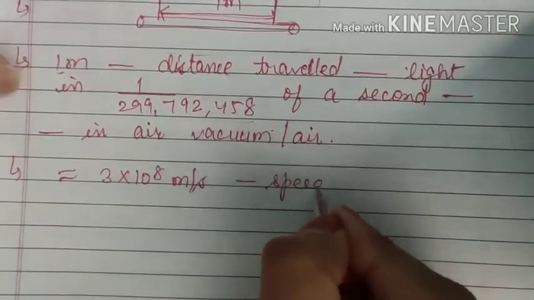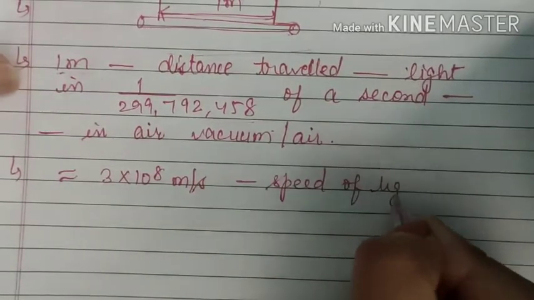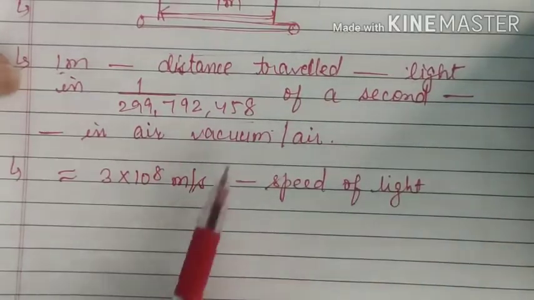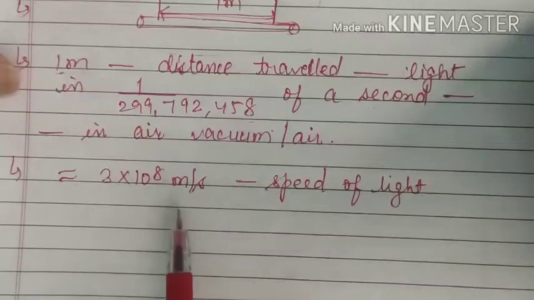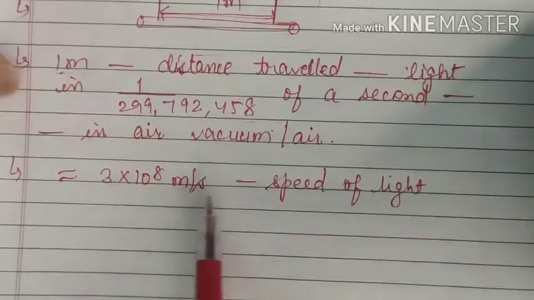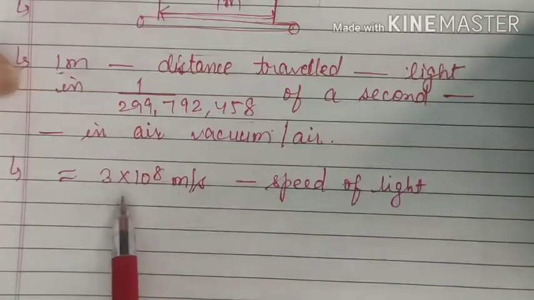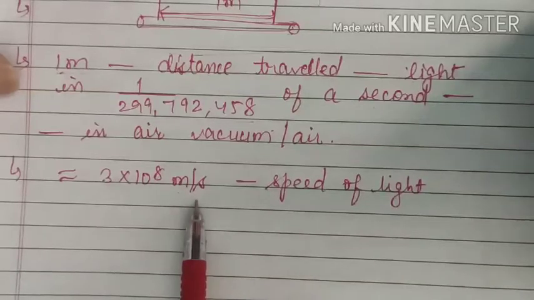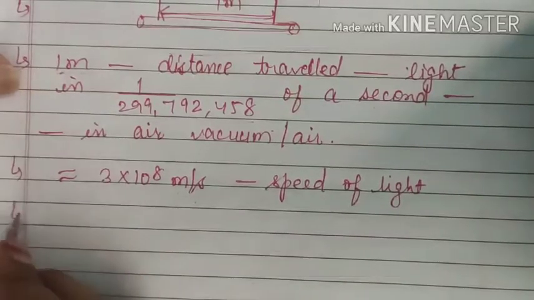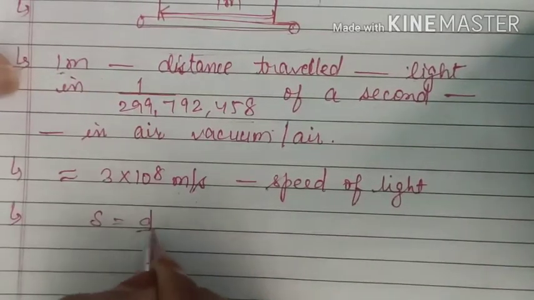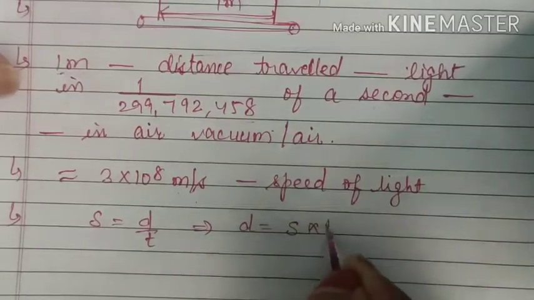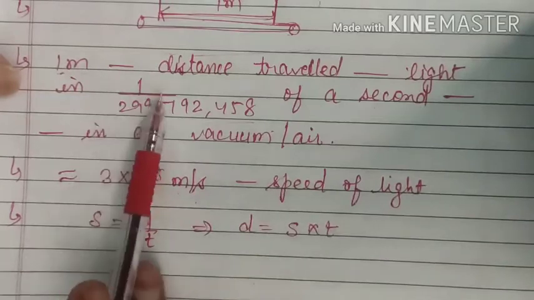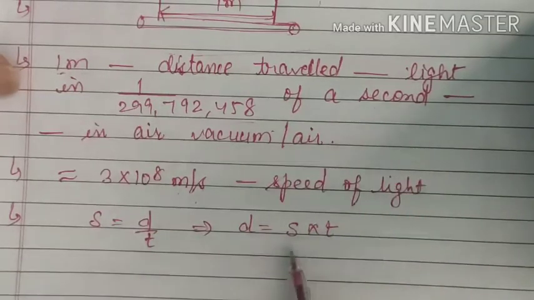It is nothing but the speed of light, but actually this is not the real value. The real value is 299792458. But for easy calculation in numericals we use a speed of light equal to 3 into 10 raised to power 8 meter per second. Okay, we know that speed is equal to distance upon time, therefore distance is equal to speed into time. Here we are explaining it in terms of the speed of light.